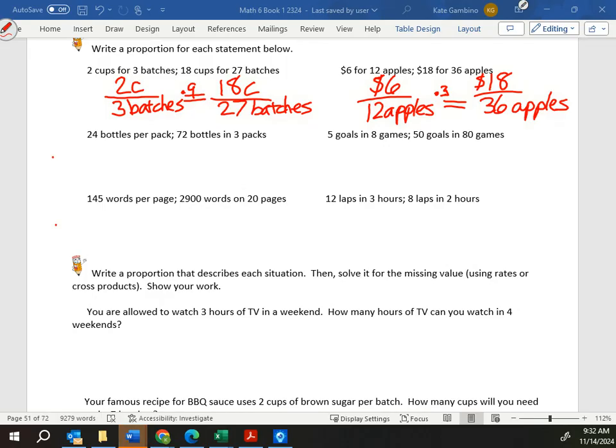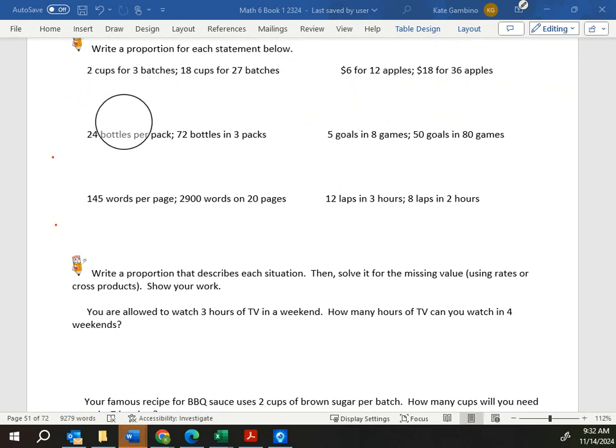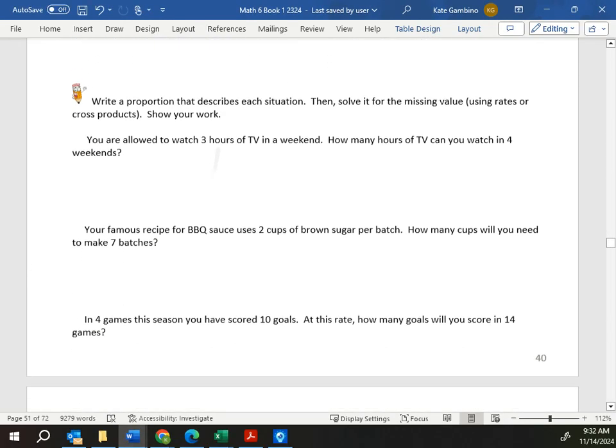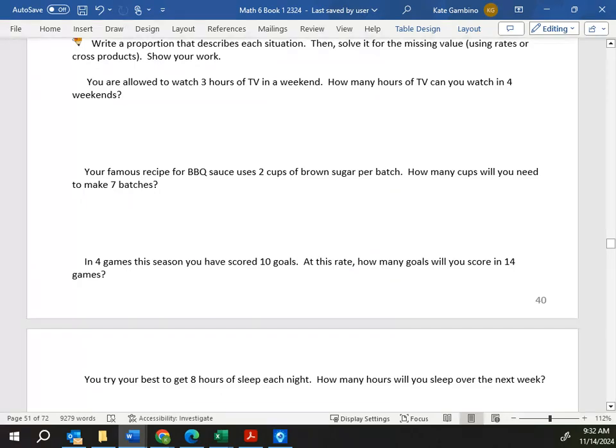Okay, that's the pretty basic part of today's lesson. We're just putting the words into our rates and making sure that they are proportionate, that they are equivalent. Now we're gonna work on a little bit more challenging, stretching our brains a little bit. It says, write a proportion that describes each situation. Then solve it for the missing value, using rates or cross products, show your work. So we have multi-steps going on now, all with stuff that we already know. So it's nothing new, we're just putting it together.